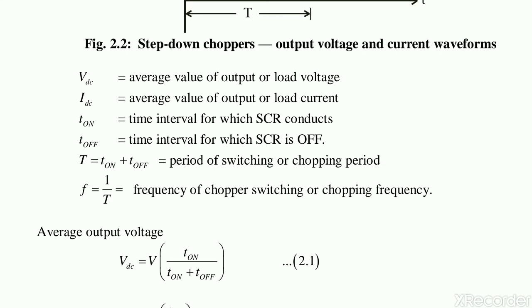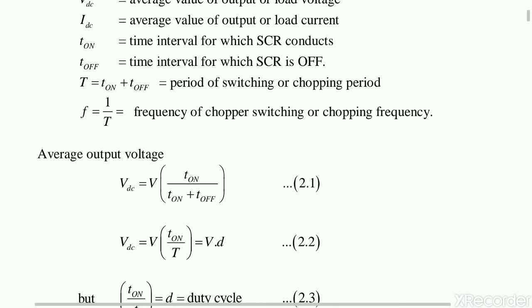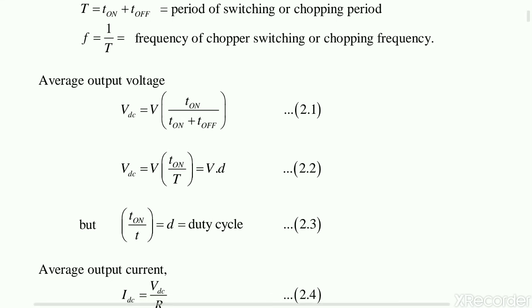There are basically 3 to 4 equations of the step down chopper. The first equation is the average output voltage VDC, which is given by capital V, the input DC voltage, in bracket T on divided by T on plus T off. This T on plus T off is nothing but the chopping period capital T. So the final equation becomes VDC is equal to V into small d, where small d is the duty cycle and has the formula T on upon T.